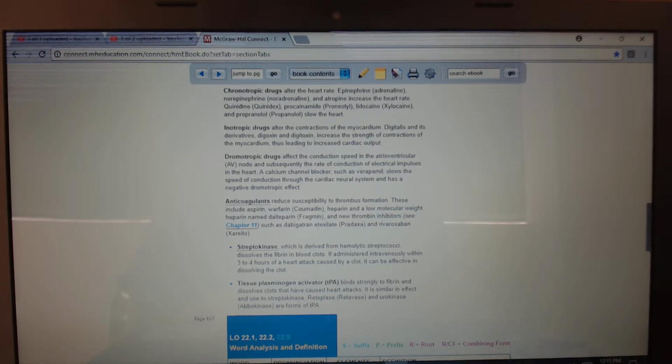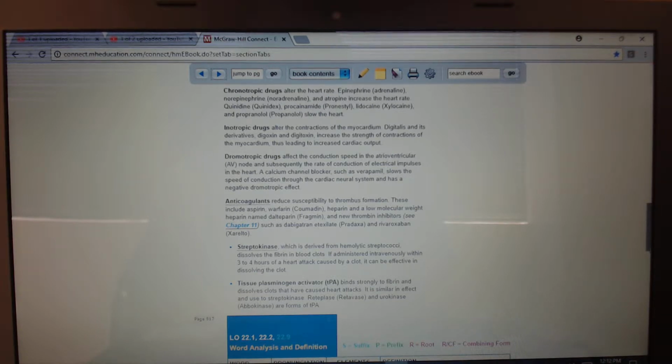Inotropic drugs alter the contractions of the myocardium. Digitalis and its derivatives, digoxin and digitoxin, increase the strength of contractions of the myocardium, thus leading to increased cardiac output. Dromotropic drugs affect the conduction speed of the atrioventricular node and subsequently the rate of conduction of electrical impulses in the heart. A calcium channel blocker such as verapamil slows the speed of conduction through the cardiac neural system and has a negative dromotropic effect.